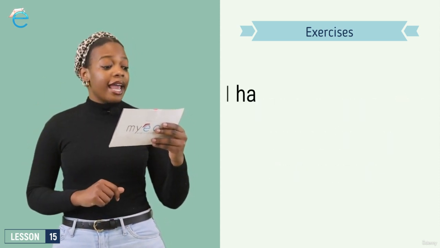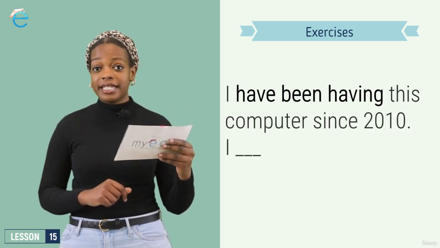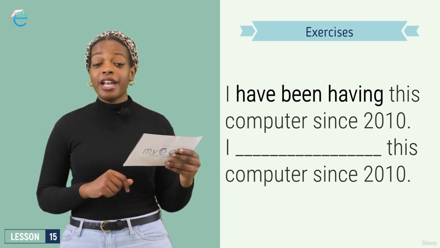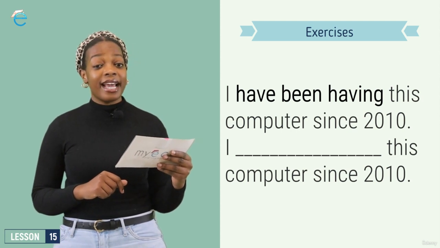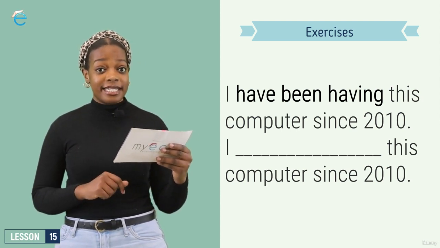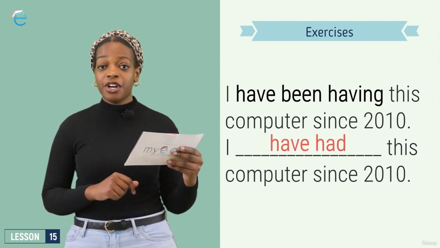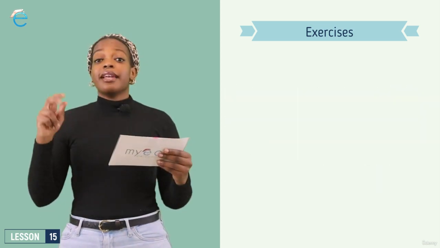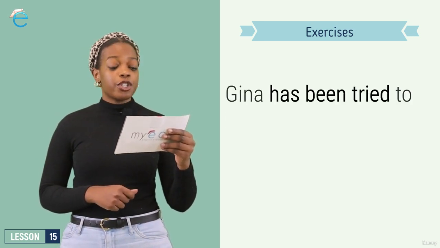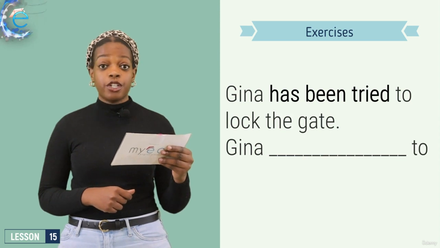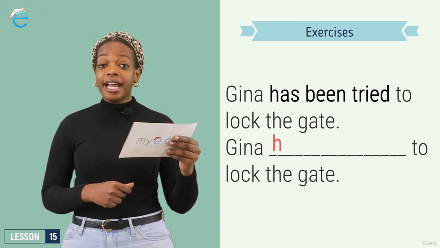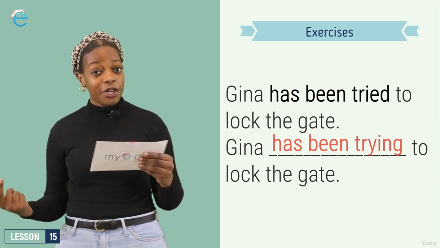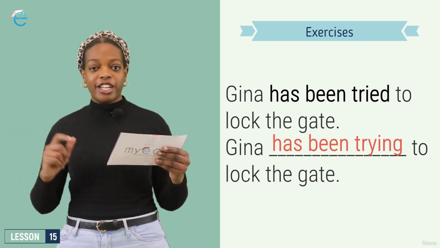Number 1 says, I have been having this computer since 2010. The problem with this sentence is, we said to have is a non-action verb. This means it cannot have the ing ending. So the correct sentence is, I have had this computer since 2010. Present perfect tense only, not continuous. Number 2, Gina has been tried to lock the gate. Gina has been tried to lock the gate has to be Gina has been trying to lock the gate. Remember, the structure for present perfect continuous is has, have, been, verb, ing.